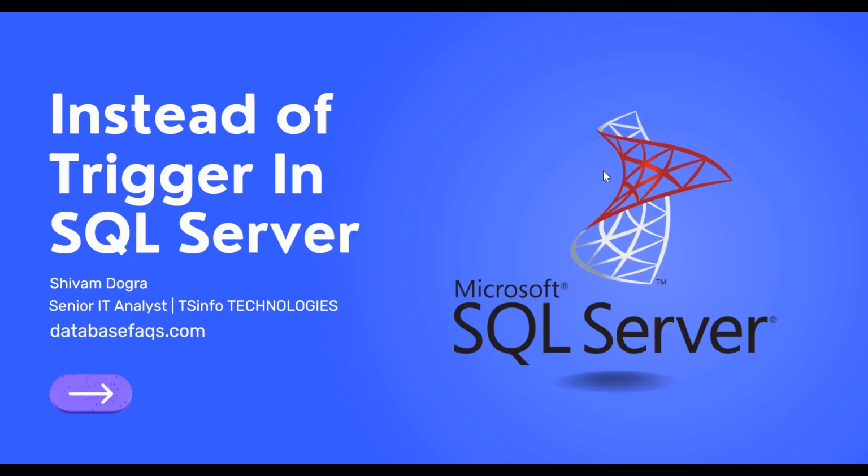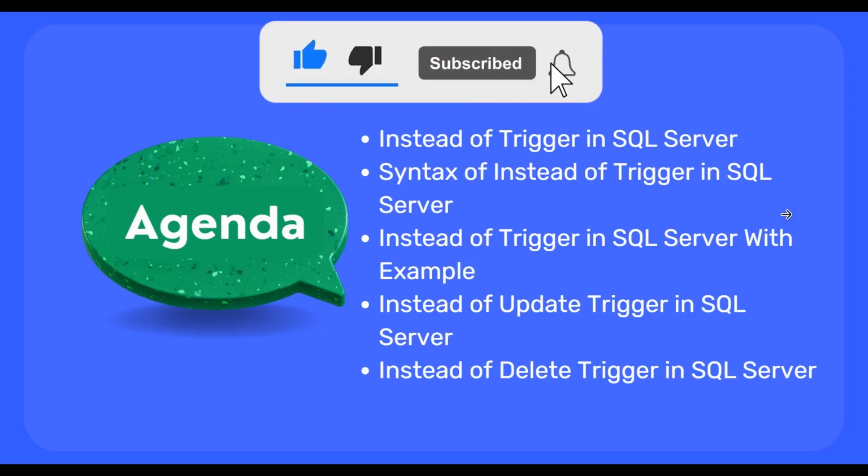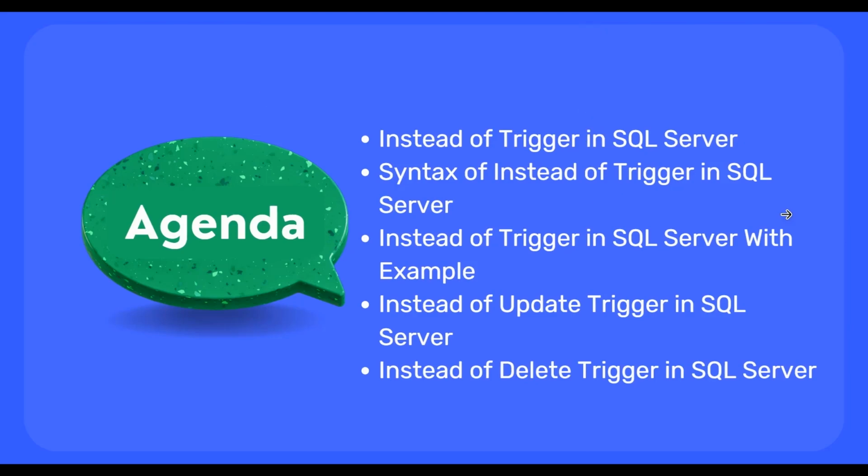Hello and welcome everyone. In this video tutorial, we will understand how we can create an instead of trigger in SQL Server. So we will start off this video tutorial by giving a brief introduction to what is an instead of trigger in SQL Server. Then we will discuss the syntax of how we can define an instead of trigger. Then we will discuss an example, and after this we will cover two more things where we will understand how to create an instead of update trigger in SQL Server, and in the last we will discuss how we can create an instead of delete trigger in SQL Server.